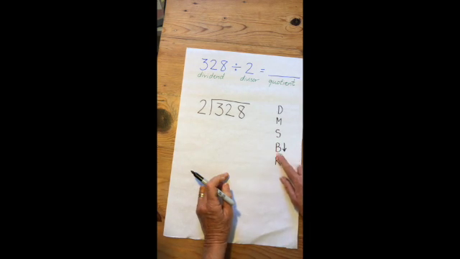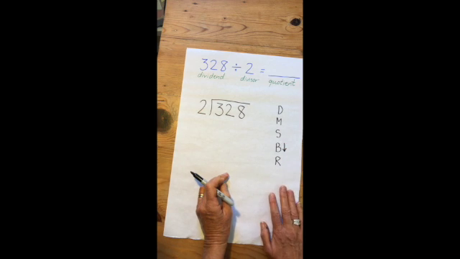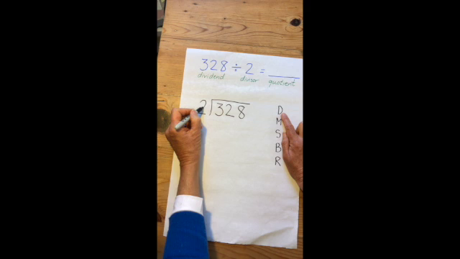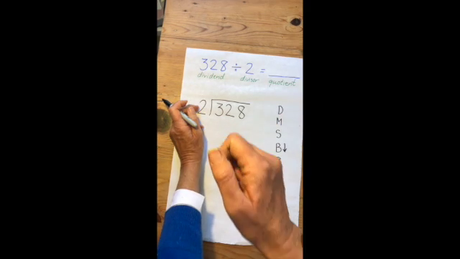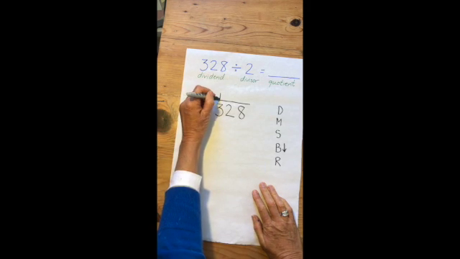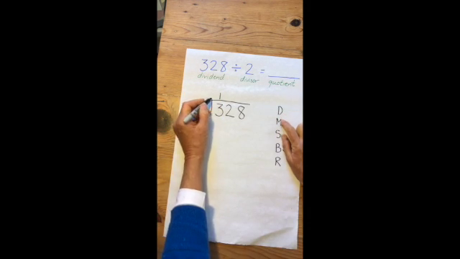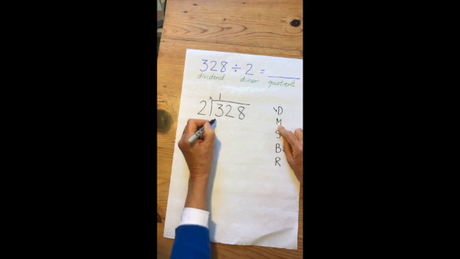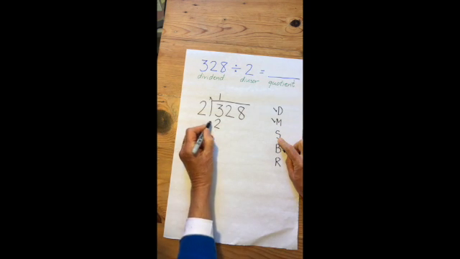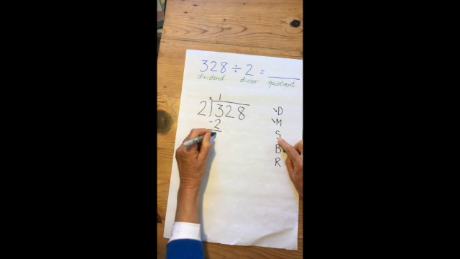So this is different. With box method, it's bring up. Okay. So now I'm going to start. Divide. How many 2s are in 3? 2, 4, 1. Now I'm going to check. Now I'm going to multiply. 1 times 2 is 2. Now I'm going to subtract. 3 take away 2 is 1.